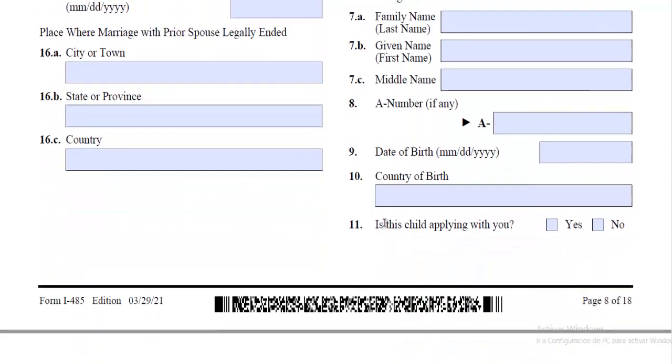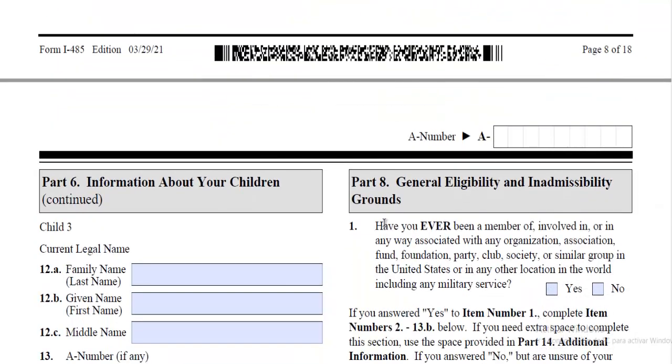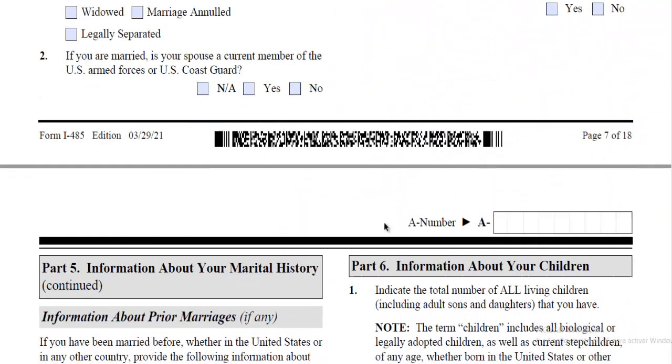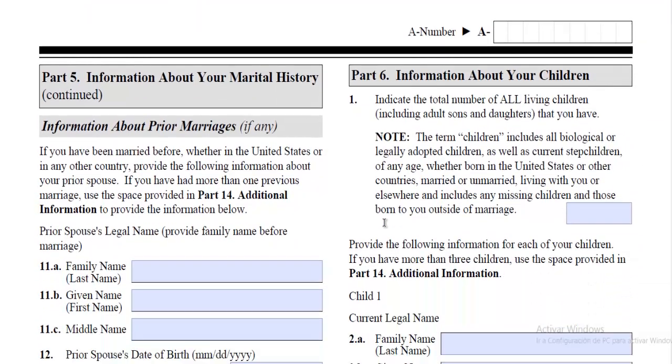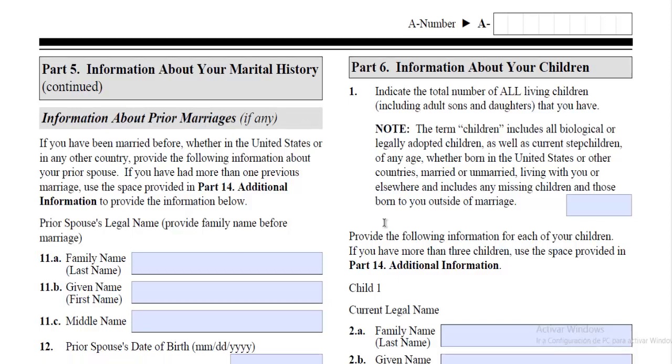Okay, so let's go to part 6. Part 6 is information about your children. List all your children, including adult children and stepchildren, even if they're not immigrating at this time. This is especially important if they might wish to immigrate later, because failure to mention them will create doubt as to whether they exist.